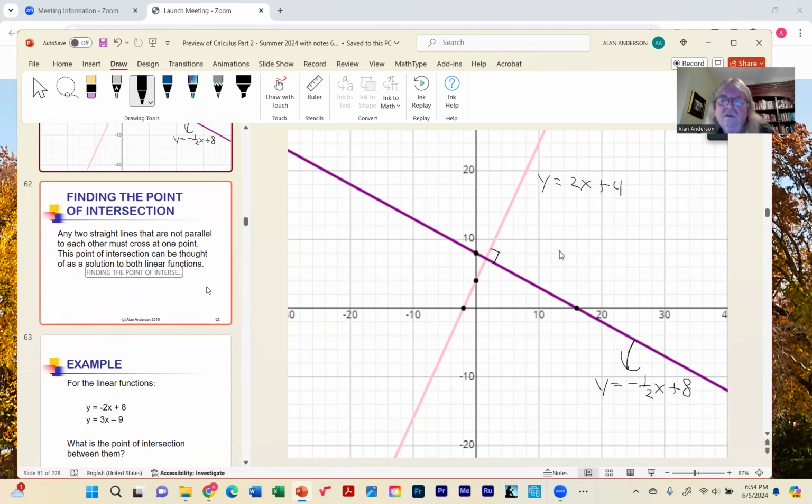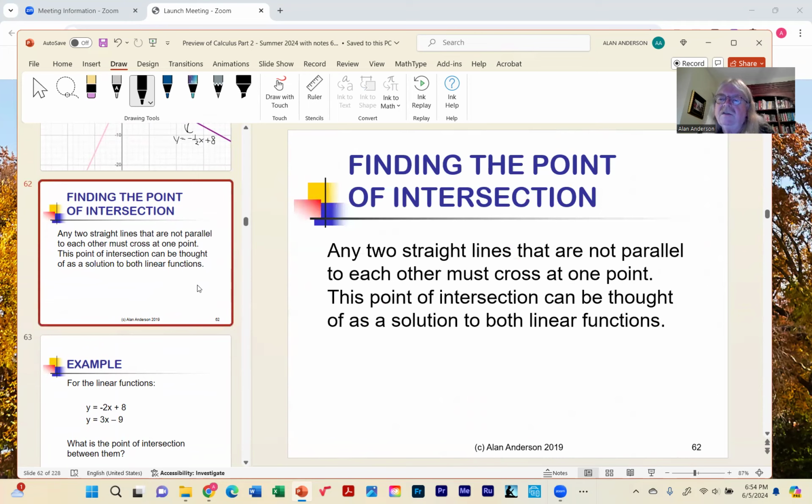Now, we know, like we've just gone through saying, that unless two lines are parallel to each other, they must cross at one single unique point. One point, that's it. It can't be more than one, otherwise that means they're not straight lines. The question is, how do we find that point? Okay, good question. How do we know where they cross?